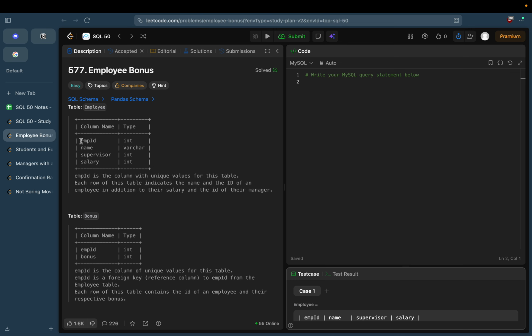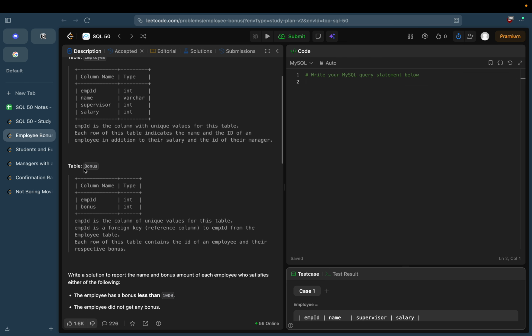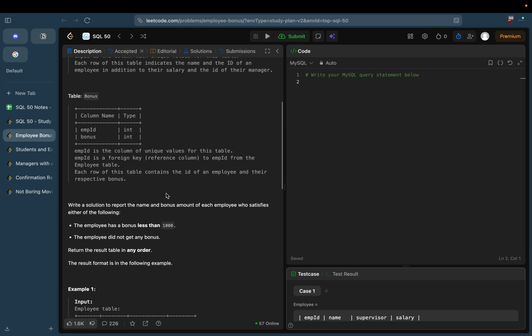Alright, so we'll have various employees in this table, and I think the supervisor column will have the employee ID of a manager. Cool. Then the next table that we have is something called bonus, which has employee ID. I think that's the common part, and a bonus. Emp ID is the column of unique values for this table. Emp ID is the foreign key reference column to emp ID from the employee table. Each row of this table contains the ID of an employee and their respective bonus. So whatever amount of bonus this employee is getting is stored in this table. Straightforward enough. Right, we have these two tables.